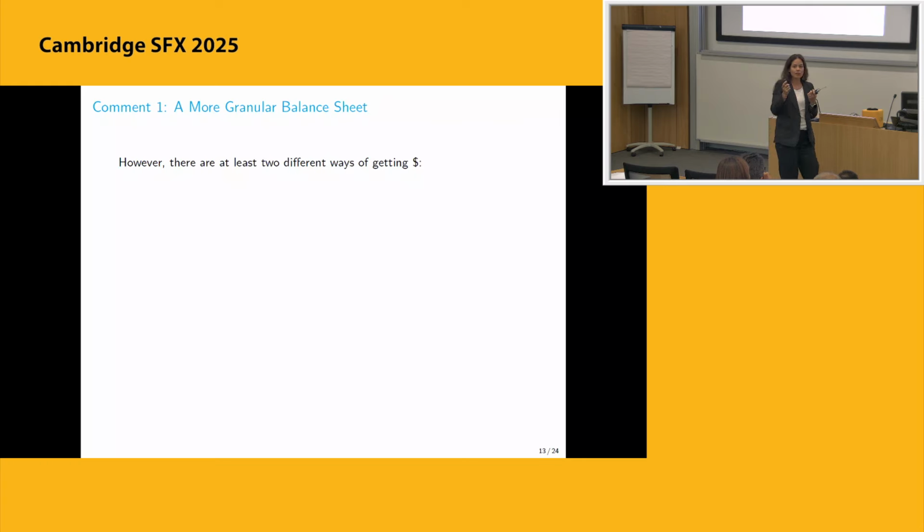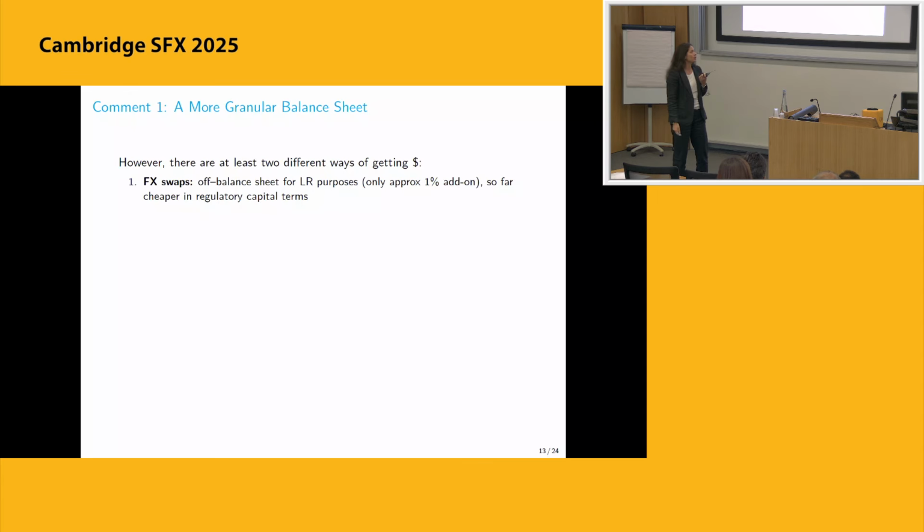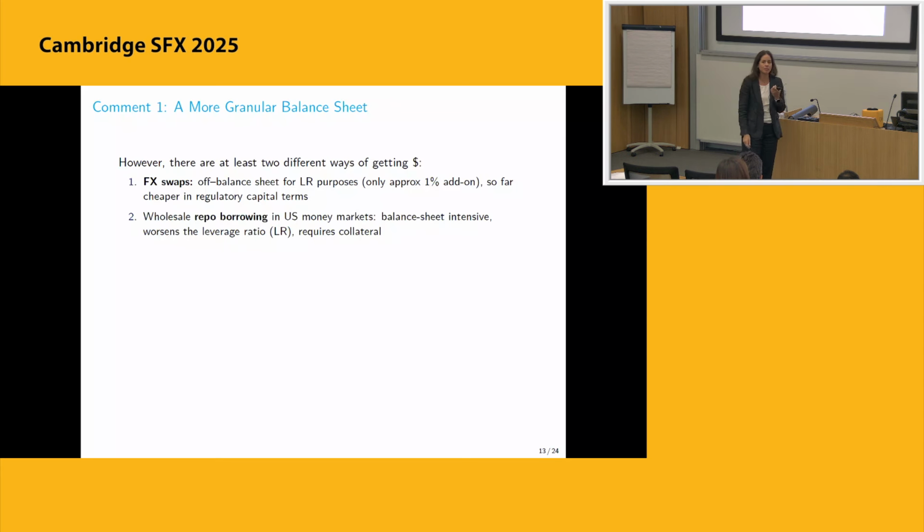So my first comment is related to Angelo's presentation this morning. So what they do in the paper is that they assume that you can get dollar funding via the swap market. But what Angelo was showing us this morning is that there are not just swaps, you can also do wholesale repo borrowing, and there are different balance sheet costs associated to the two.